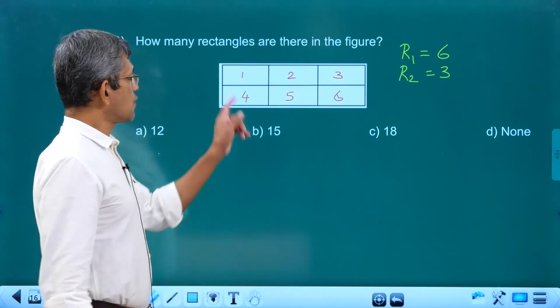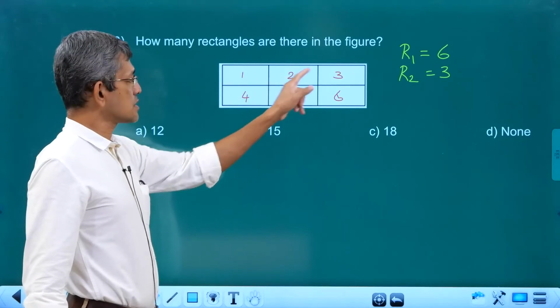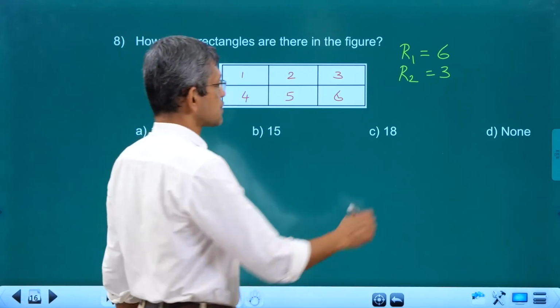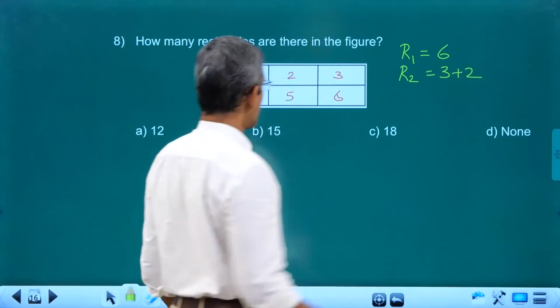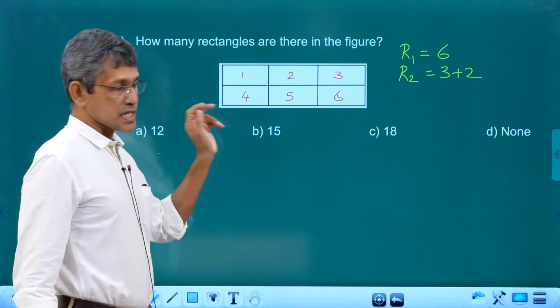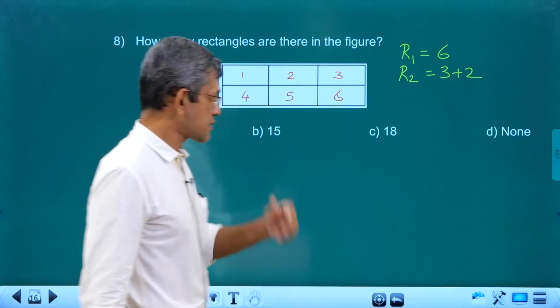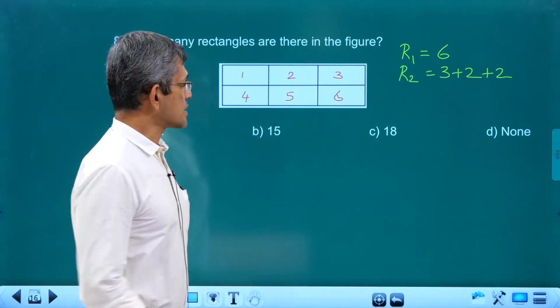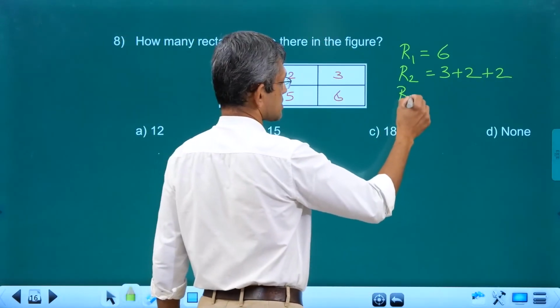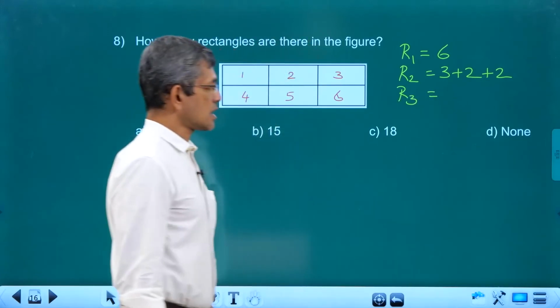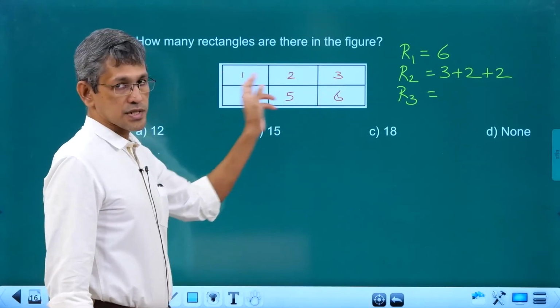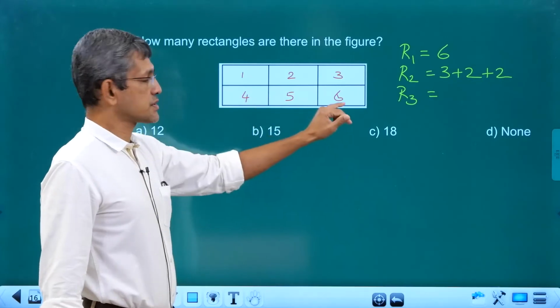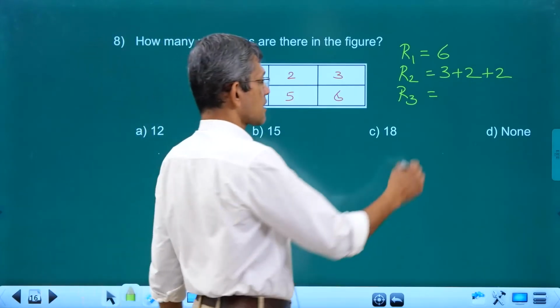Plus 1 and 2 is a rectangle, 2 and 3 is a rectangle. So we have 2 of them. 4 and 5 is a rectangle, 5 and 6 is a rectangle. So we have 2 more. And 3 pieces together. Any 3 pieces together. So 1, 2, 3 together is a rectangle. And 4, 5, 6 together, it's another rectangle. So we have 2 of them.